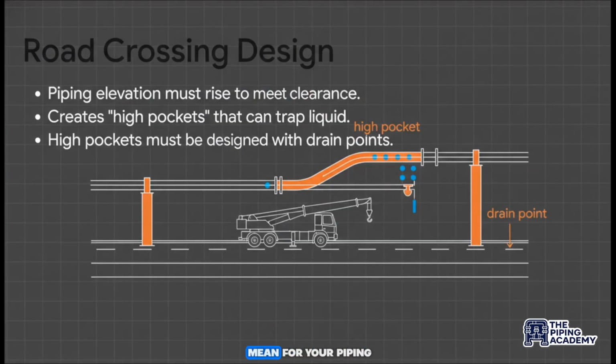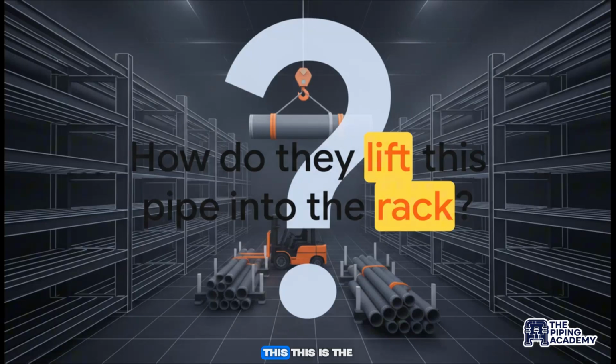So what does that mean for your piping? Well, it often has to rise up to clear the road. And when it does that, it creates a high pocket that can trap liquid. As a designer, it's your job to make sure these pockets have properly located drain points so they can be emptied. This is the question you must always be asking yourself. Thinking about constructability, it's not optional, it's a core part of the job.